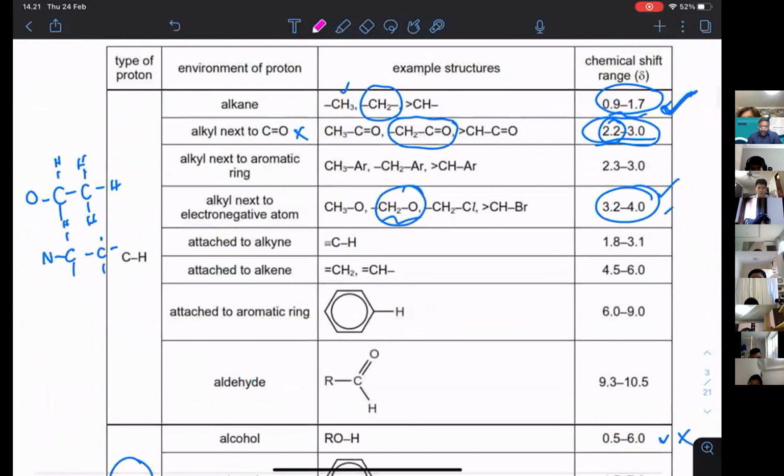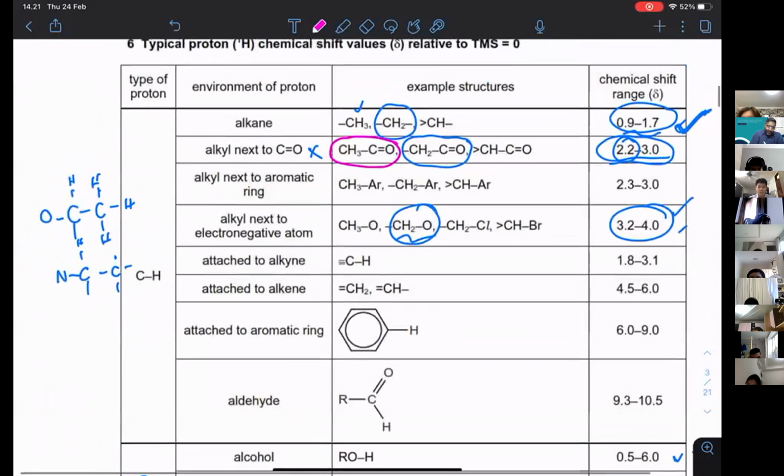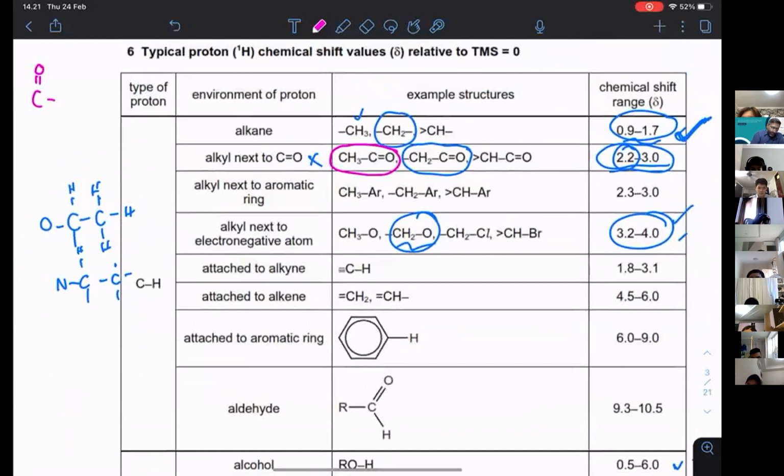The one that has C double bond O is this one. C double bond O is going to be 2.2 to 3.0. The one with C double bond O, CH3, 2.2 to 3.0. Later I'll copy and bring it over there.